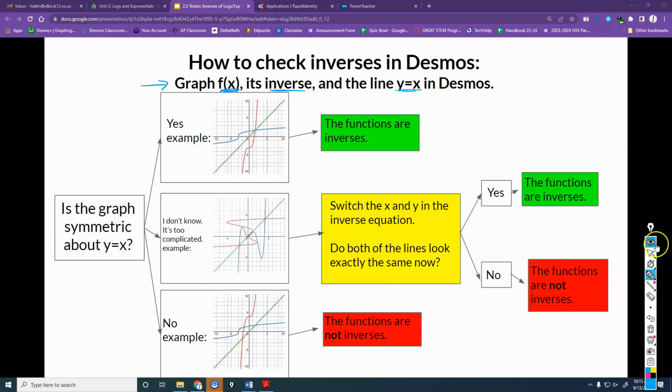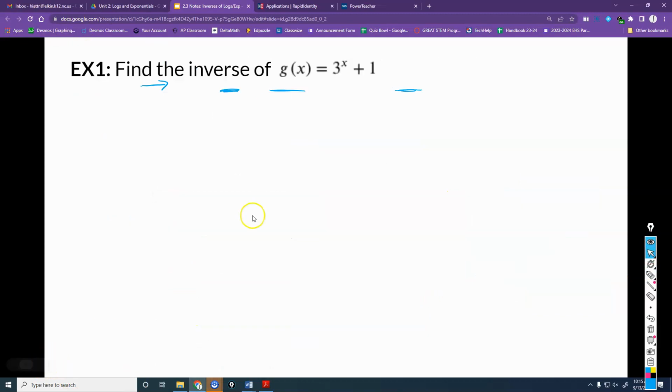So let's go on. All right, this asks us to find the inverse of g of x equals 3 to the x plus 1. So we have g of x equals 3 to the x plus 1. G of x is like our y right now, right? So what's our first step we do for inverses? Switch x and y. So we're going to put x right here, and we're going to put 3 to the y plus 1.